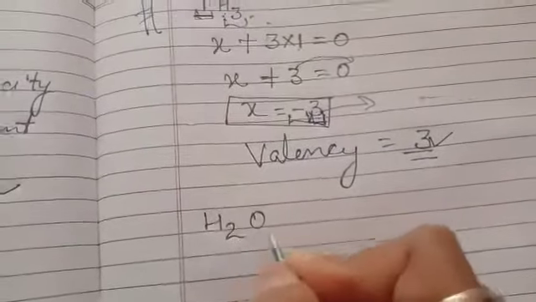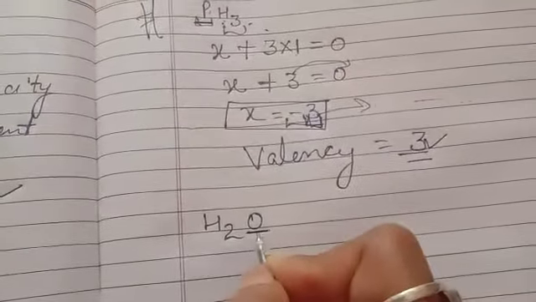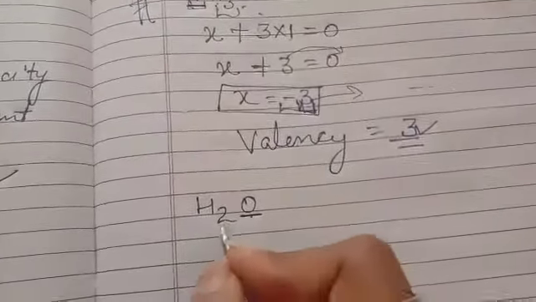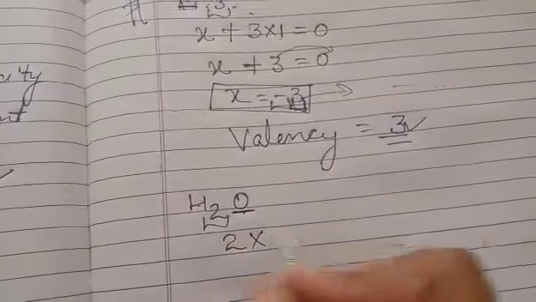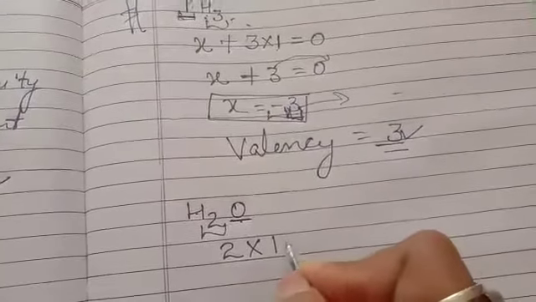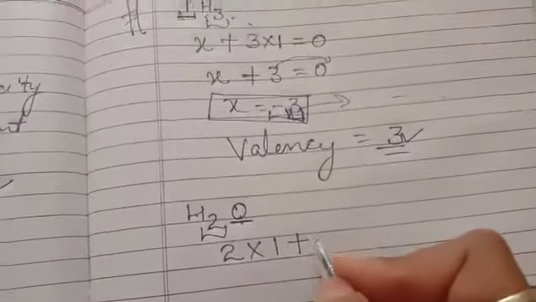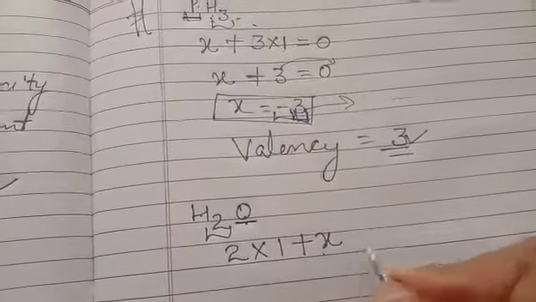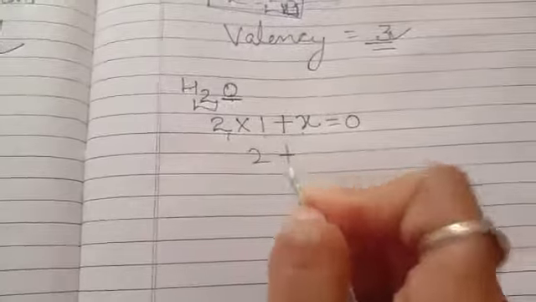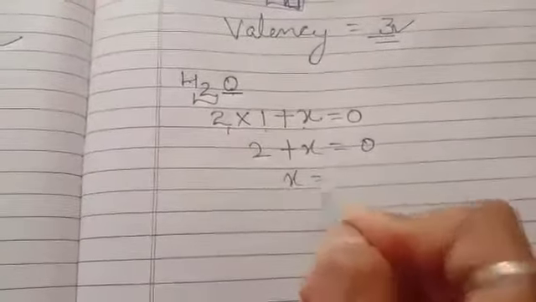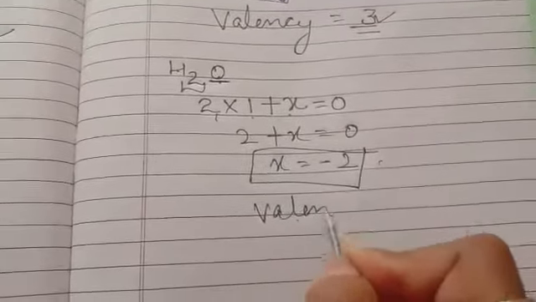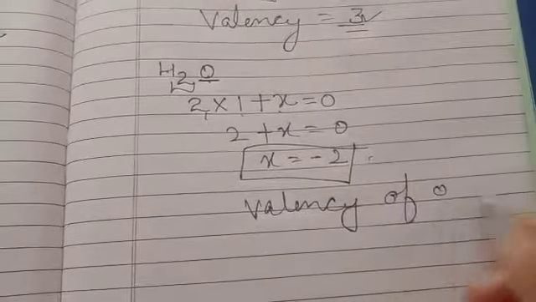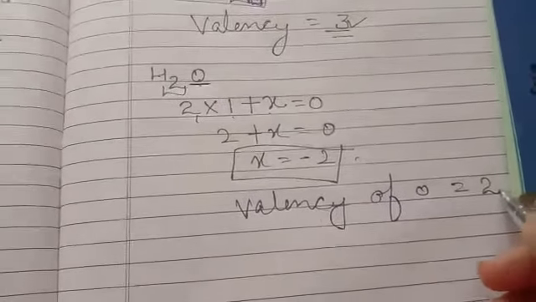Next is H2O. Here we have to find the valency of oxygen. So write it down. We have 2 hydrogen, write 2, multiplied with the valency of hydrogen, which is 1, plus the number which is unknown, we will write it X, put it equal to 0. 2 ones are 2 plus X is equal to 0. X is equal to minus 2. So valency of oxygen is 2, right?